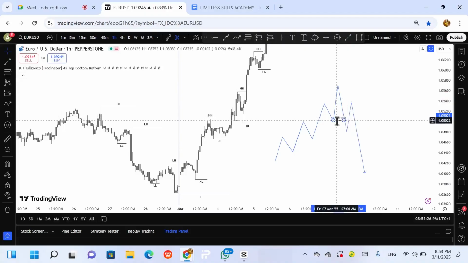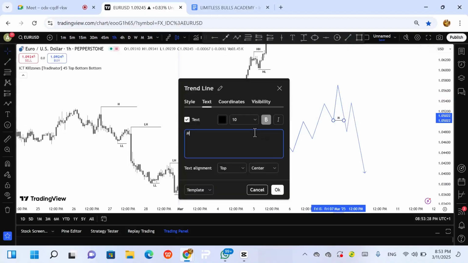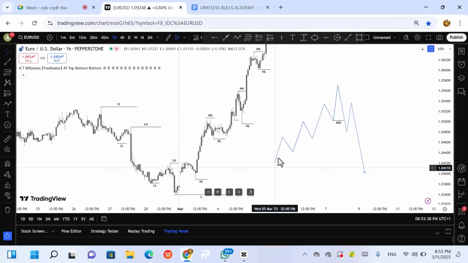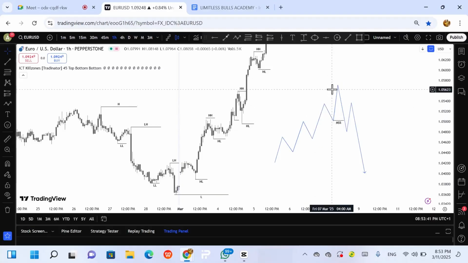So if you see this now, what will you say? You say this is a market structure shift, MSS, or you can call it a change of character. People have different names for it. So now this is a change of character. We call this a market structure shift. When market has been going bullish, and then this breaks with a body break, we call it a market structure shift or a change of character.